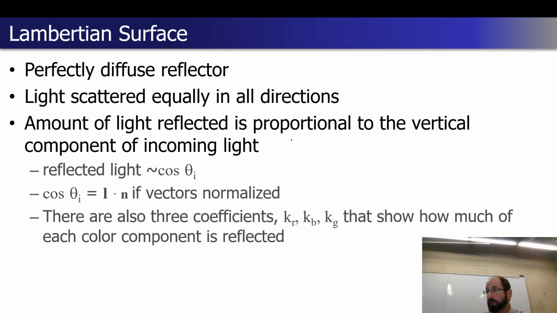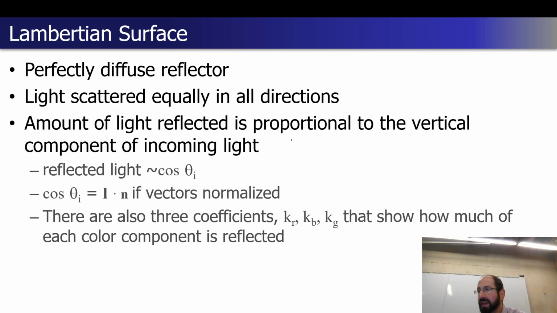We're given a light source coming in. It scatters equally in all directions. We still have a little bit of math to calculate, because the amount of light that gets reflected is going to be proportional to the vertical component of the incoming light. How direct on is the light source to our particular object? We can calculate that angle theta between the light source and the normal of our plane or of our vertex.